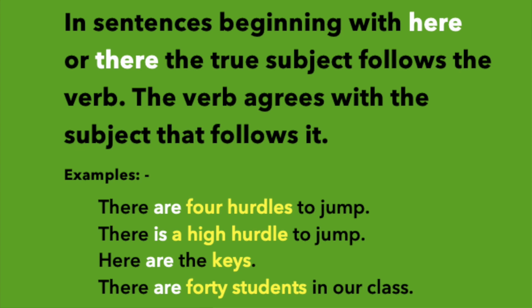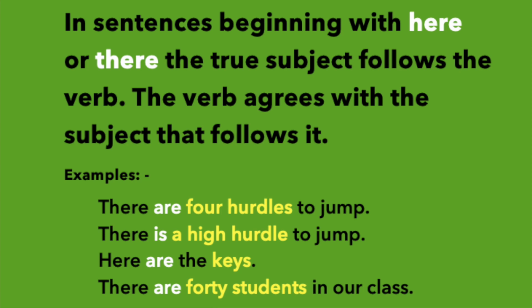In sentences beginning with here or there, the true subject follows the verb. I mean, when the sentence begins with an introductory there or here, the verb agrees with the subject that follows it. For example, there are 4 hurdles to jump. What is the subject of the sentence? In the sentence, hurdles is the subject. It's plural. The verb are agrees with it. If I say there is a high hurdle to jump, the subject is hurdle. Hurdle, only one. It's singular, so we use is instead of are.